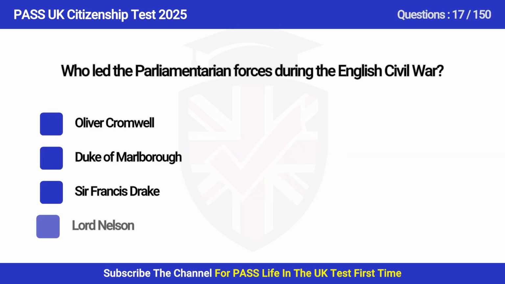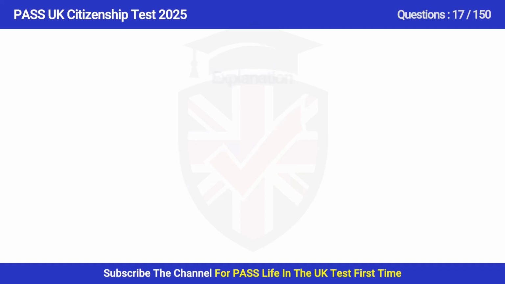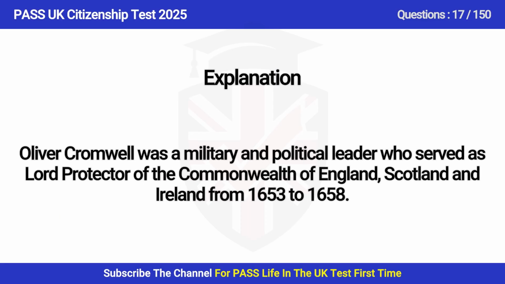Question 17. Who led the parliamentarian forces during the English Civil War? A. Oliver Cromwell, B. Duke of Marlborough, C. Sir Francis Drake, D. Lord Nelson. Answer is A. Oliver Cromwell. Cromwell was a military and political leader who served as Lord Protector of the Commonwealth of England, Scotland and Ireland from 1653 to 1658.